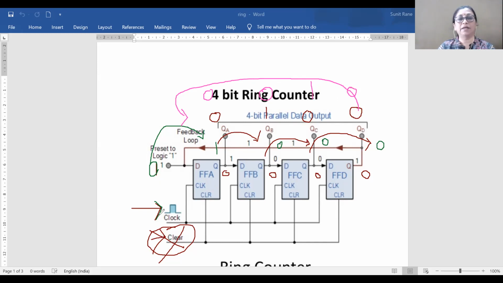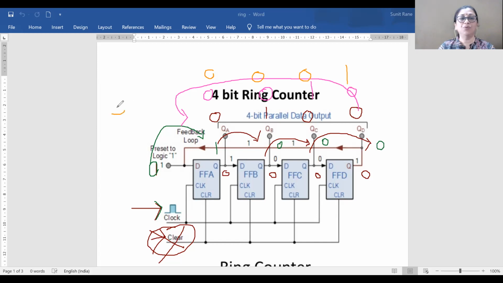Again apply the next clock pulse. If you apply the next clock pulse, then this 1 will be shifted. Where will it be shifted? It will be shifted to the D flip-flop, and this 0 will be shifted back to the first flip-flop. So there will be 0 at the output of the first flip-flop, 0 at the output of the second flip-flop, 0 at the output of the third flip-flop, and 1 at the output of the fourth flip-flop. So after application of the fourth clock pulse, you will observe the output of the ring counter to be equal to 0, 0, 0, 1.